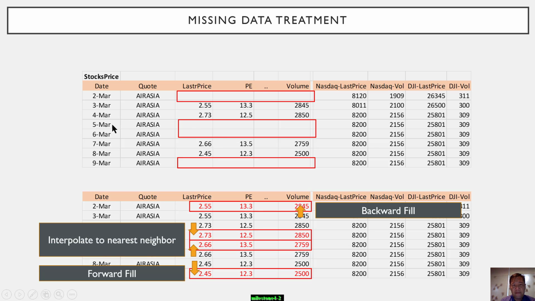Meaning, for example, 5th March, you're going to get it from the nearest neighbor, which is the 4th March. You copy the value down. The 6th March, we're going to get it from the nearest neighbor, which is the 7th March. Then we're going to do a forward fill to treat the missing data at the last row. Just simply copy from the last seen value. Same goes for the first row missing data, where you copy it from the next seen value. Okay, I think that is a fair treatment to the data set that we have.